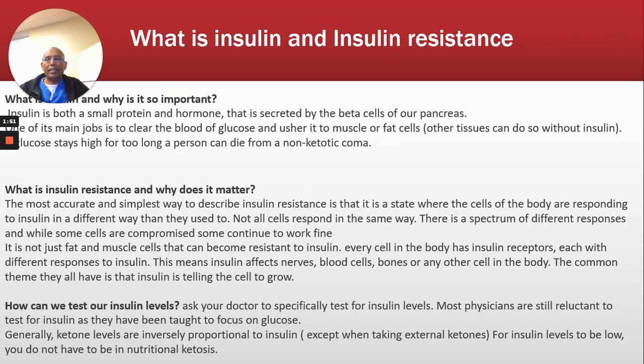So what is insulin and why is it important? We know that insulin is secreted by beta cells, mostly in the pancreas. Pancreas cells, alpha and beta cells: alpha cells secrete glucagon and beta cells secrete insulin, and they counteract each other. The main role of insulin is to clear the blood of glucose and push it into the cells, mostly into the muscle and fat cells where it is used. And when the glucose stays in the blood longer, there are going to be problems that include non-ketotic coma.